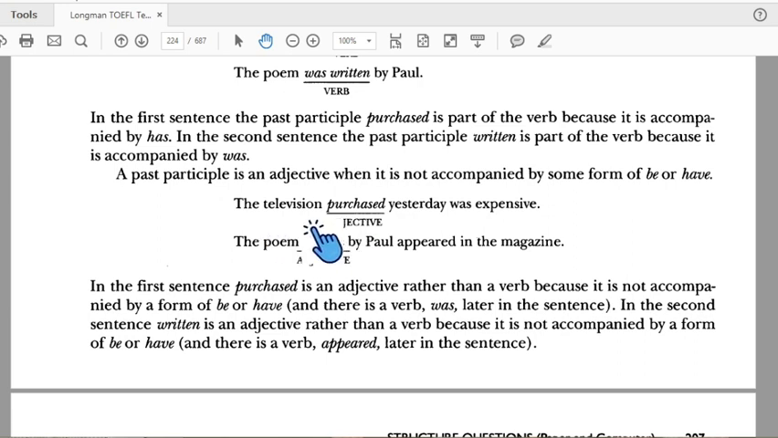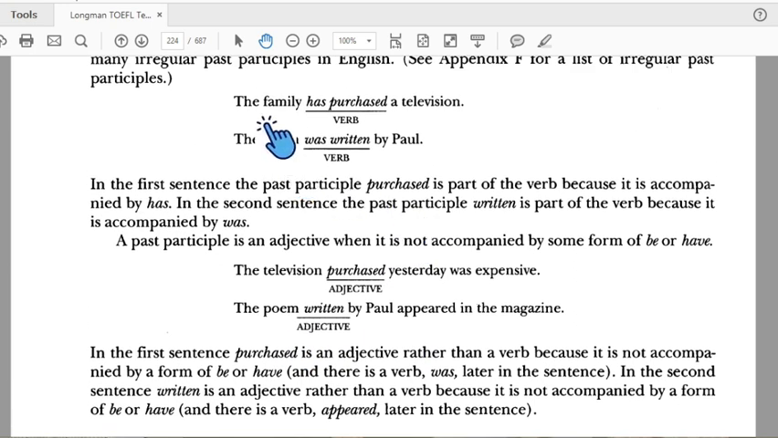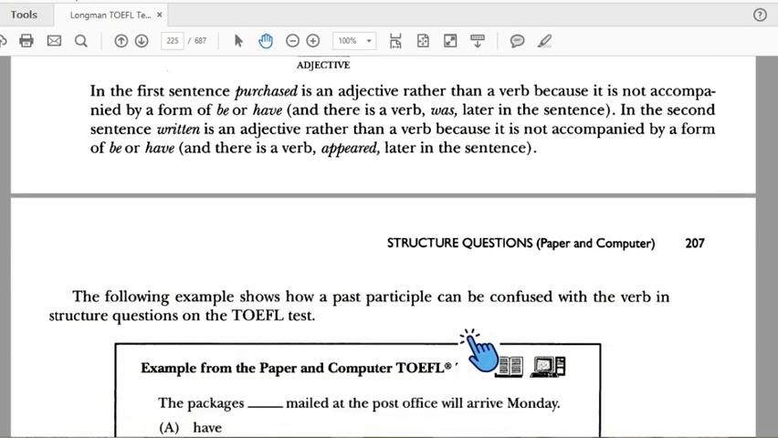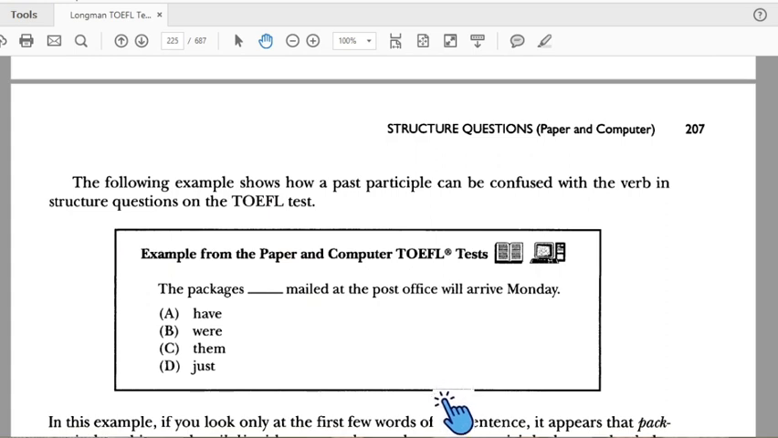This is the subject, this is the verb, this is the subject, and this one is the verb. Okay, it is complete. The poem written by Paul appeared in the magazines. Here, written is part of the subject because there is no be or have. This is the verb, this is the subject, different from the one above. Subject, this one is the verb. Subject, this one is a verb. Okay, let's go to the next.